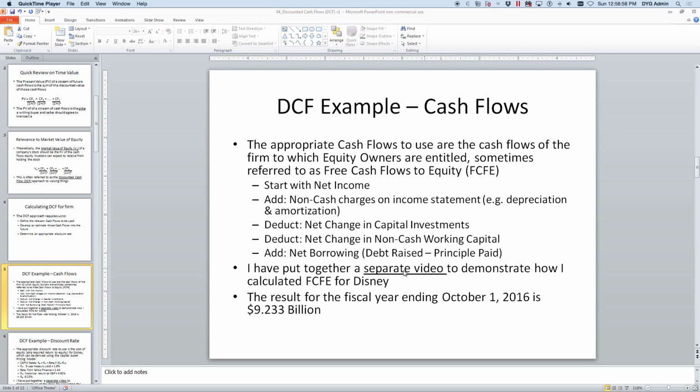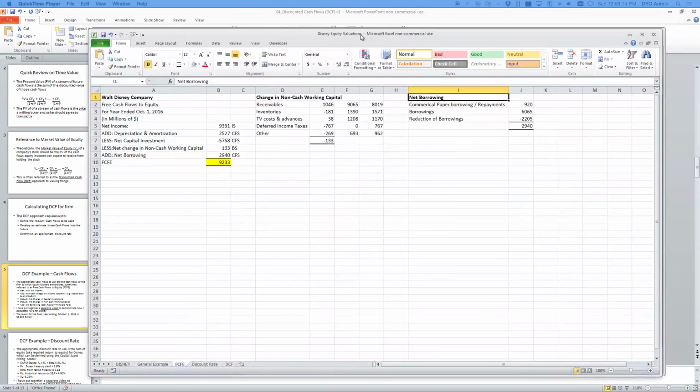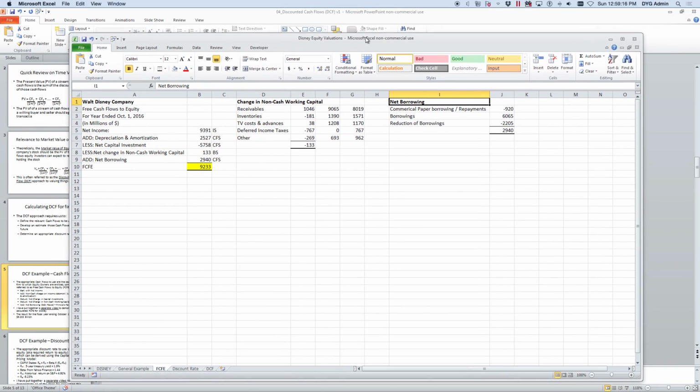This is that separate video I've put together. So the starting point for this, we need to put together a spreadsheet and start filling out values. And I've done that. Let me drag that over here. So again, going back to the explanation, free cash flows to equity. In this case, this is for the year ended October 1st, 2016, millions of dollars.